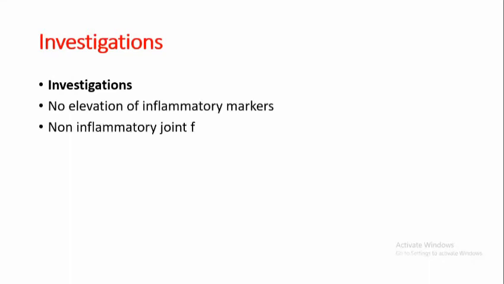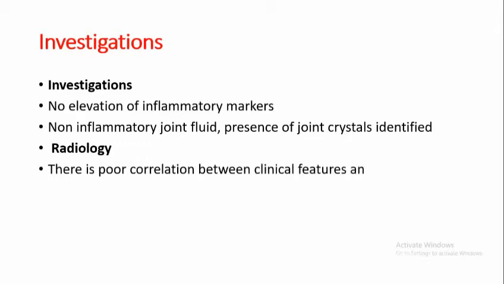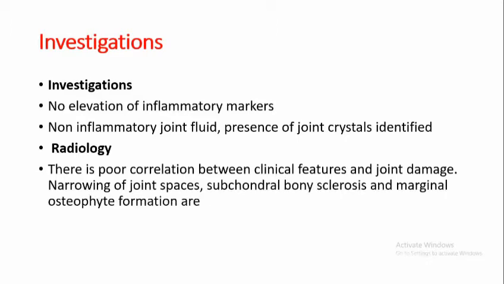Investigations. Blood reports: no elevation of inflammatory markers. Non-inflammatory joint fluid, presence of joint crystals identified. Radiology: there is poor correlation between clinical features and joint damage. Narrowing of joint spaces, subchondral bony sclerosis, and marginal osteophyte.